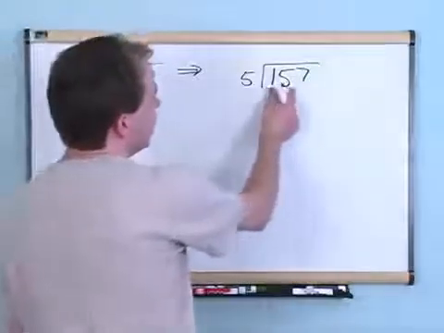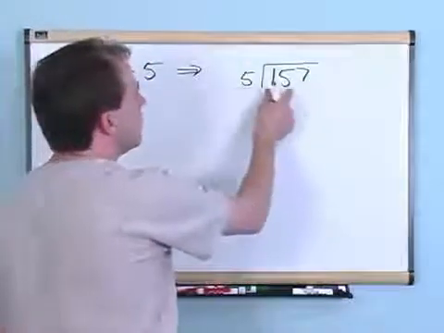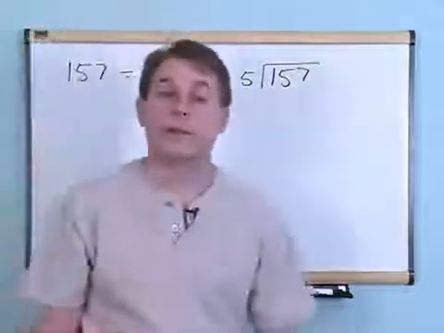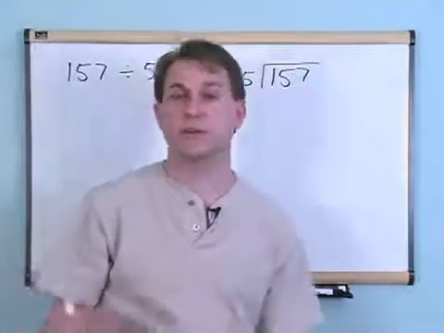Look at both digits together, which is 15. Can you take 5 and divide it into 15? Of course you can. 5 times 3 is 15. So you know you're off to a good start.